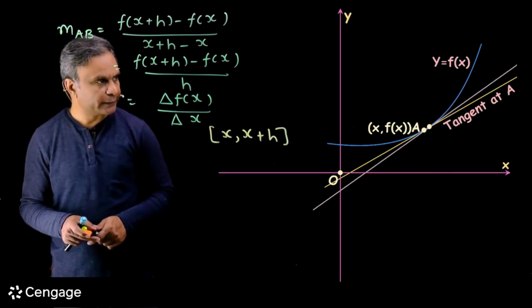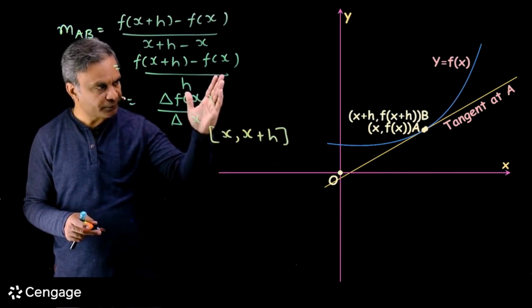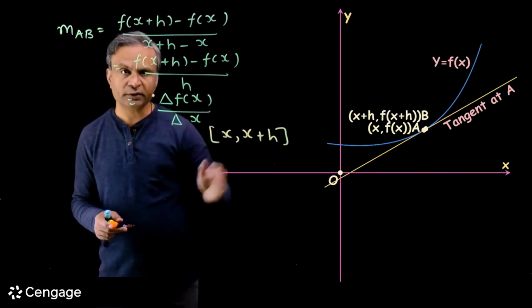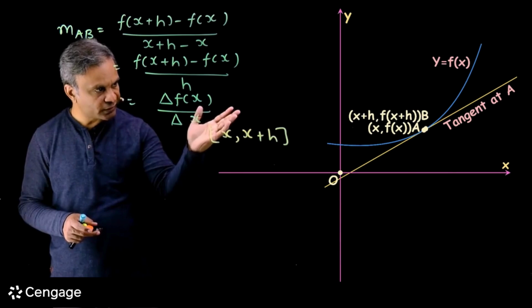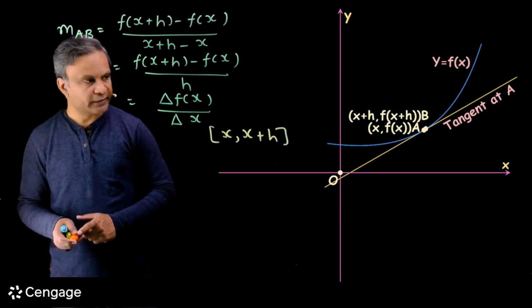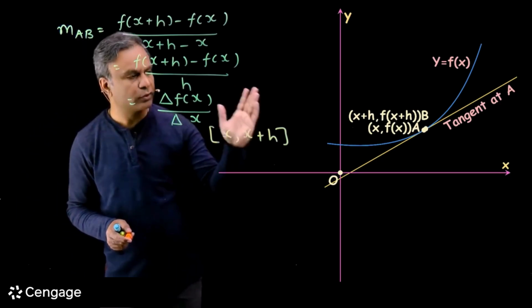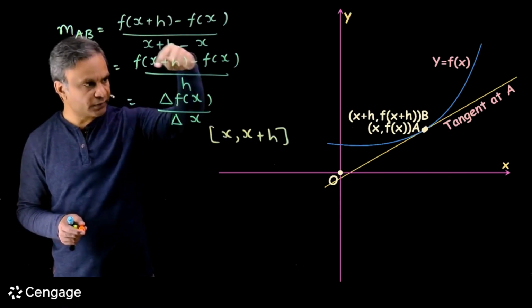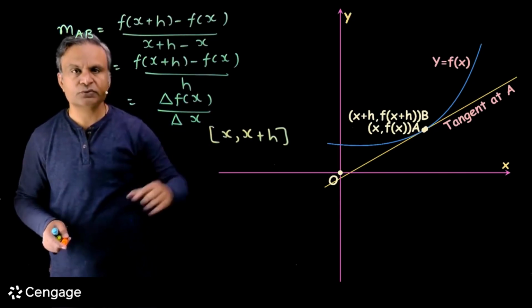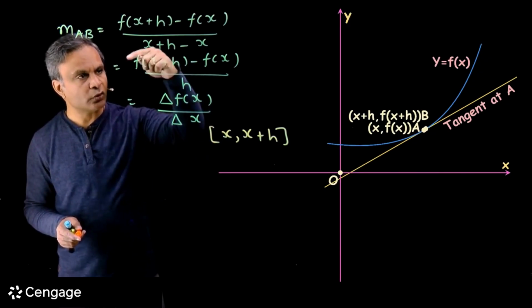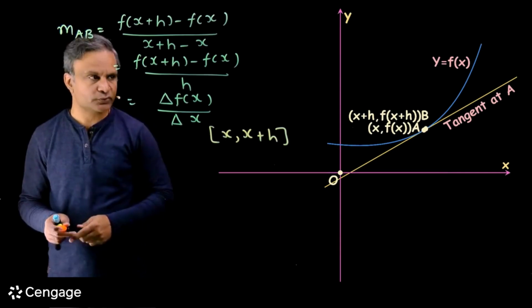And secant AB almost coincides with the tangent. Secant AB जो है वो tangent के साथ coincide कर जाएगा. That means the slope of the tangent to the curve at point A will be the slope of secant AB when h approaches 0. The slope of the tangent will be the limiting value of this when h approaches 0.